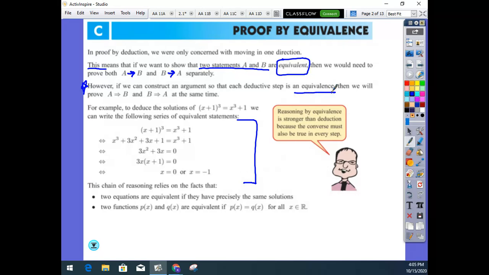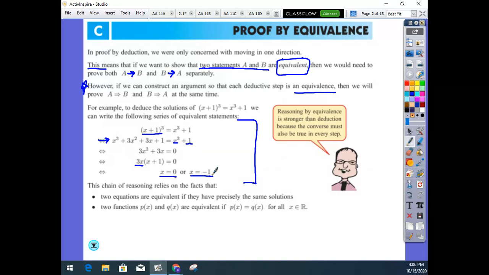So for example, x plus 1 to the third power, if we were to distribute it all through, is x to the third plus 3x squared plus 3x plus 1. We're keeping the right side the same. Then what we can do is move the x to the third and the plus 1 over to the left side. So the x to the thirds drop, the 1's drop, and we're left with 3x squared plus 3x equals 0. Factor out the GCF, x equals 0 or x equals -1.